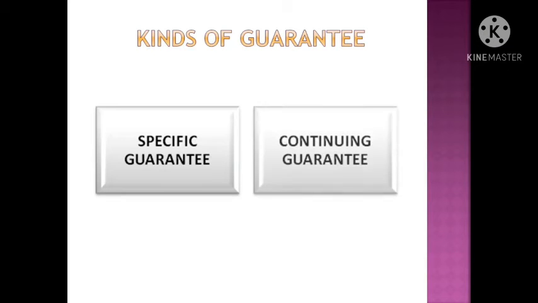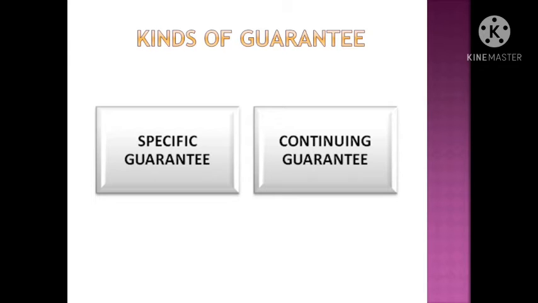Second is continuing contract. According to section 129, a continuing guarantee is a type of guarantee which applies to a series of transactions. The suretor's liability in this case would continue till all the transactions are completed or till the guarantor revokes the guarantee as to the future transactions.